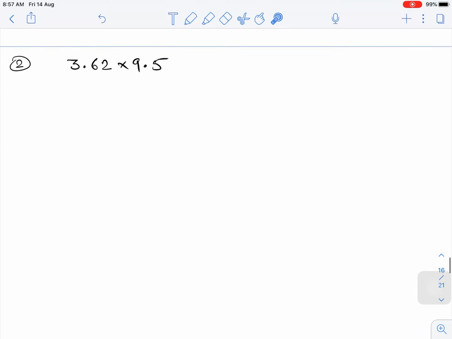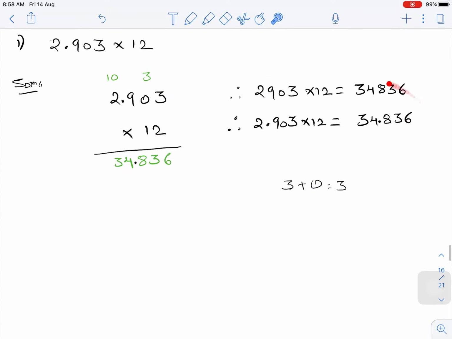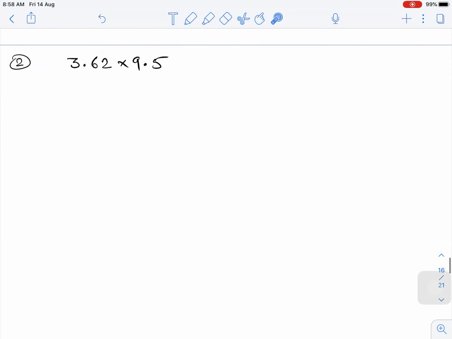Suppose now both the numbers are having decimals, then how to multiply? In such a condition we will follow this method. Now the solution: we are having 3.62 into 9.5, so we will write these numbers without decimals. So what you will get is 362 into 95.